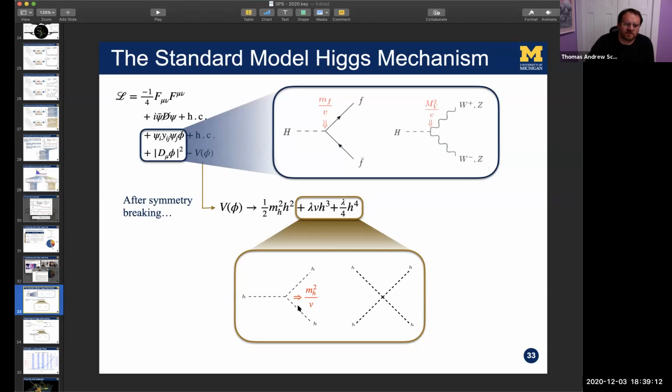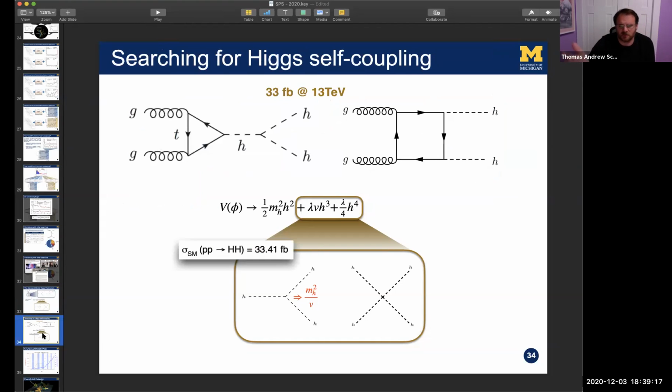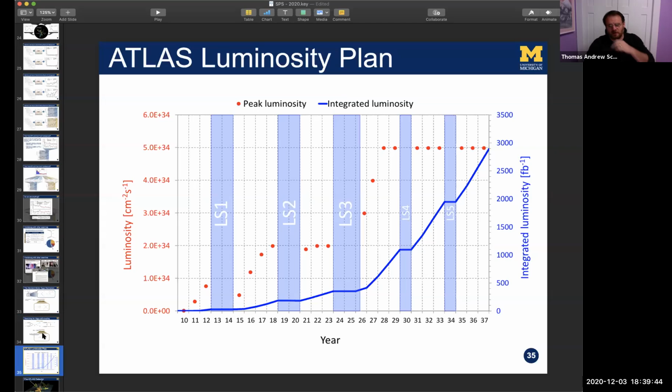Okay. So with the self-coupling, the issue is, well, this is what it looks like. You can see here, if you remember, the TTH signal was 500 femtobarns. The Higgs to 2 Higgs signal is 33 femtobarns. So over an order of magnitude less. It's very, very hard to find, okay? This makes it a challenge, and we need a lot more data to be able to pull this signal out of the background. So much so that really we're talking about on the order of 3,000 inverse femtobarns.